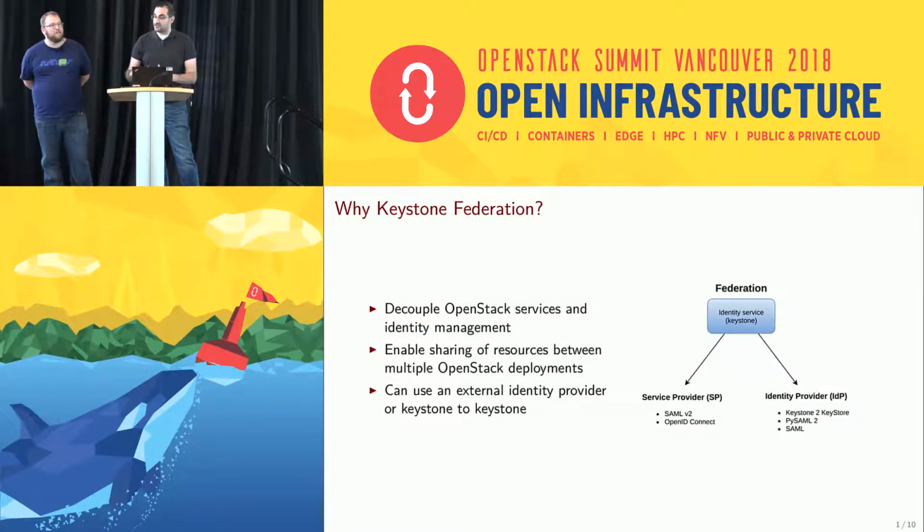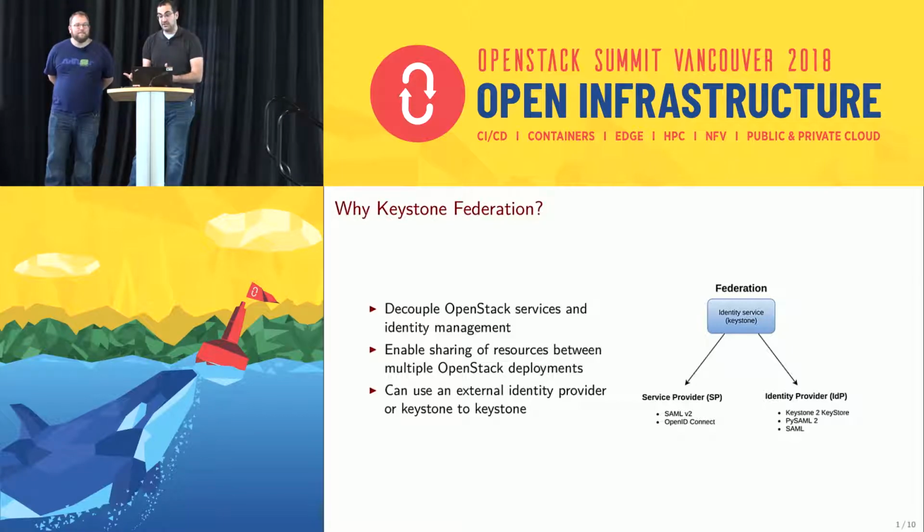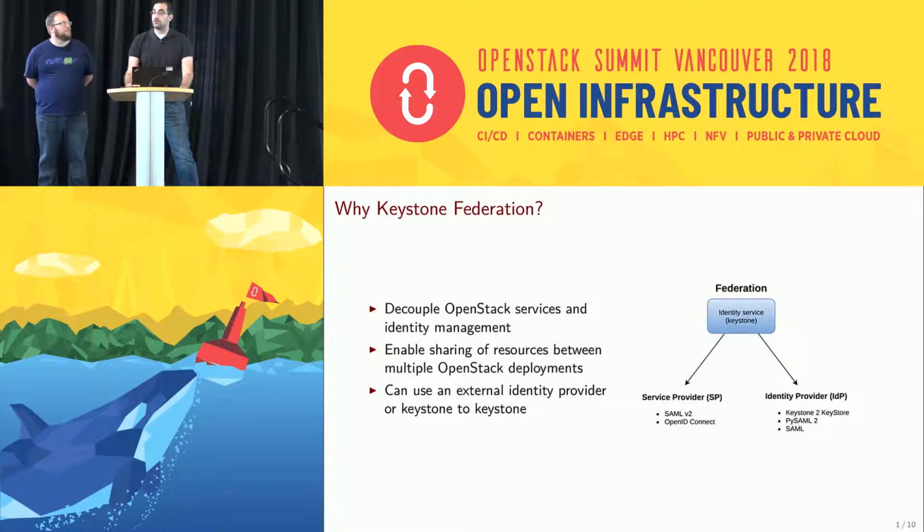Before we dive into that specific case, I think it's important to talk a bit about Keystone Federation. Keystone Federation basically lets you decouple your identity provider from your service provider. It lets you control your identity independently. What this is normally used for is sharing your resources between multiple deployments. You have multiple OpenStack deployments and you can share identity either through an external identity provider or between two Keystone instances and share the resources between them while only having one source of identity. And that's basically just Keystone Federation.